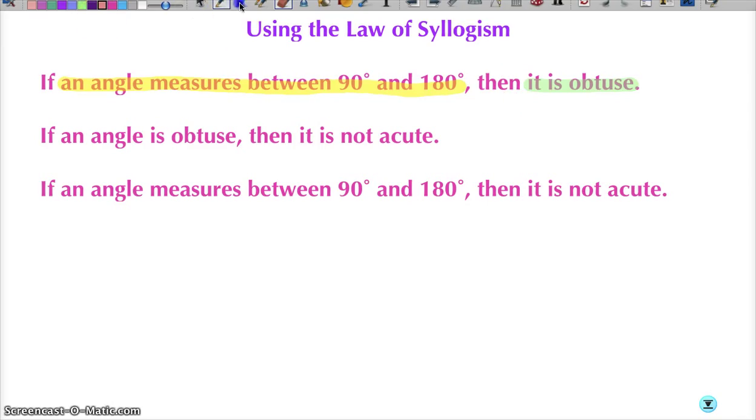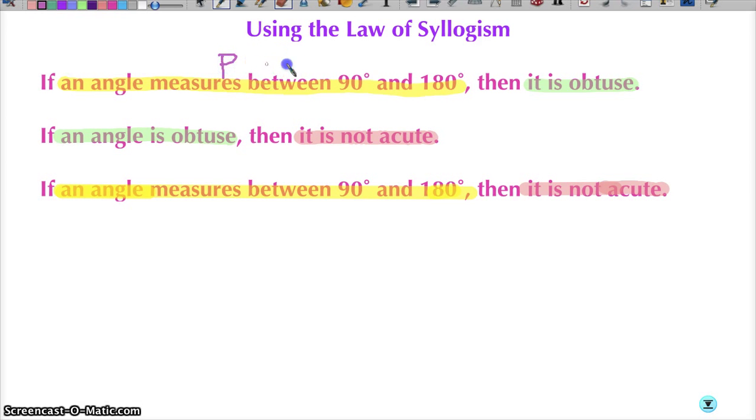Okay. And then we have our next statement, which you'll notice is if an angle is obtuse. So it repeats from the previous statement. And then we have a new statement, then you'll notice that if an angle measures between 90 and 180 degrees, it is not acute, and that repeats again. So the law of syllogism goes like this.